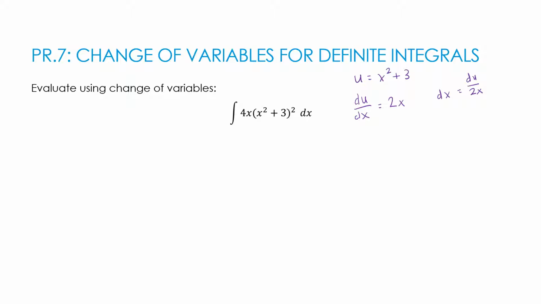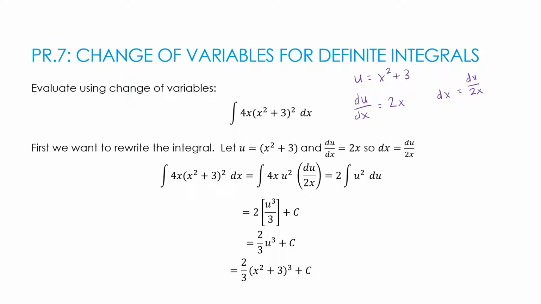So now let's take a look. How is this going to work? Here's my original integral. I'm replacing x squared plus 3 with u, calling it u squared. I'm replacing dx with du over 2x.